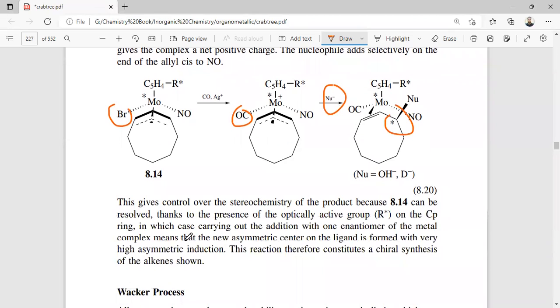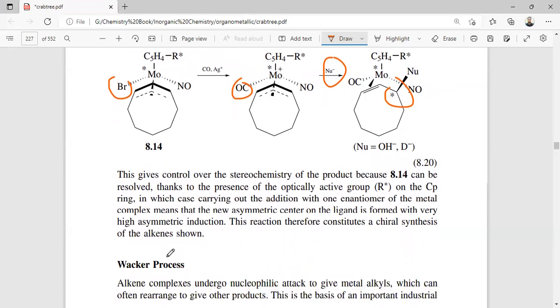So this gives control over the stereochemistry of the product, which can be resolved thanks to the presence of the optically active group on the Cp ligand, which carries out the addition enantioselectively to the metal complex, meaning that the new asymmetric center on the ligand is formed with very high asymmetric induction. This reaction therefore constitutes a chiral synthesis of the alkene.